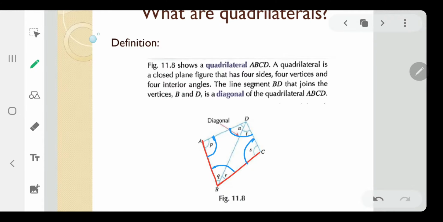So it fulfills the condition of a quadrilateral, so we call it a quadrilateral, right? So this diagram is a quadrilateral.